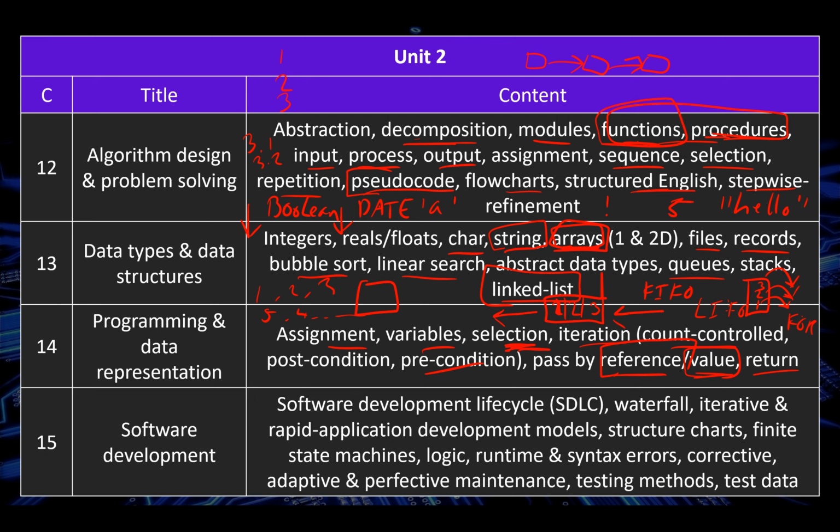Then finally, there is also some theory to this unit. The software development lifecycle is going to have 5 stages. The way I remember it is ADCTM: analysis, design, coding, testing, and maintenance. Then there are the different development models: the waterfall model, the iterative model, and rapid application development models.